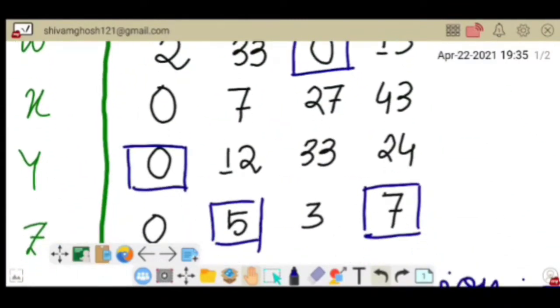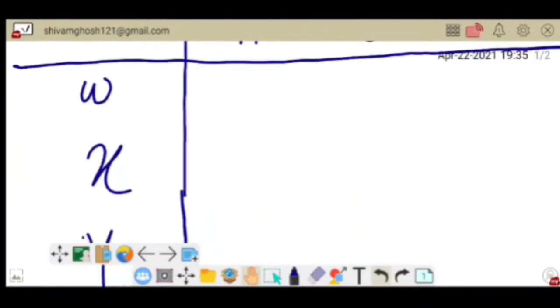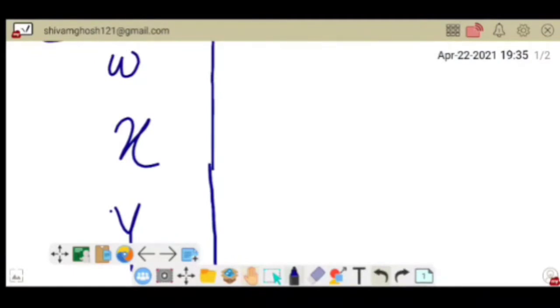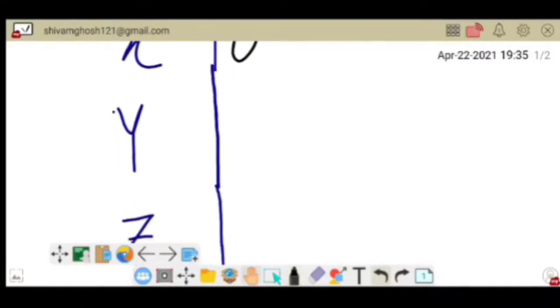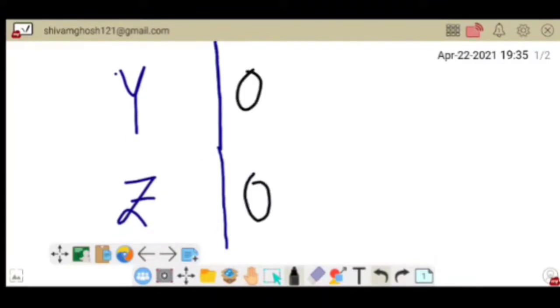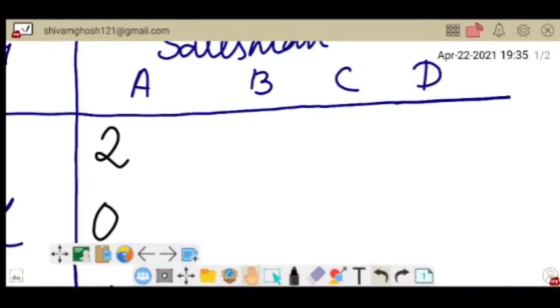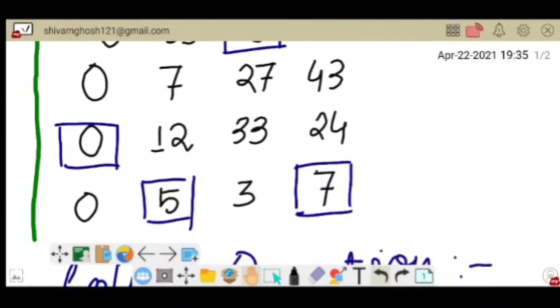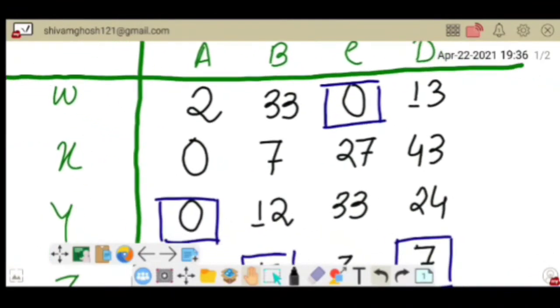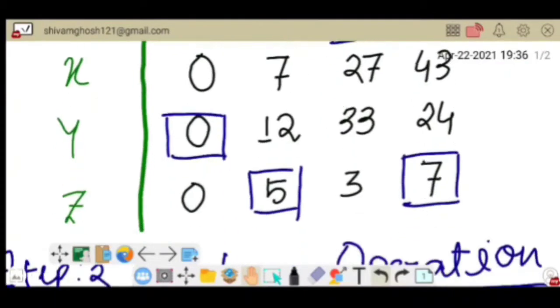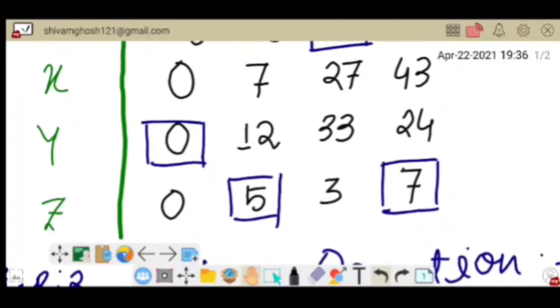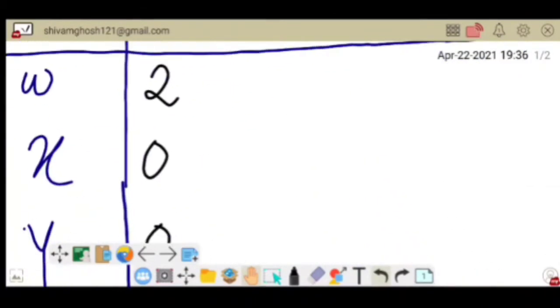In the first column the minimum is 0, and 0 subtracted from other elements keeps all answers the same. So that is 2, 0, 0 and 0. In the next column the minimum element is 5. First we deduct it from row W, that is 33. From 33 we deduct 5, resulting in 28.